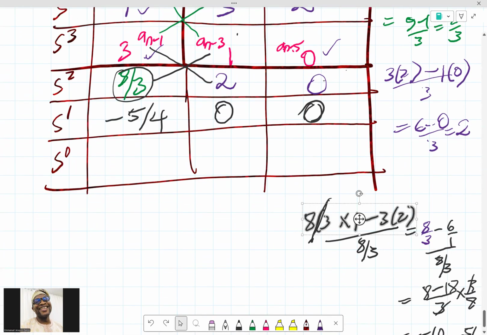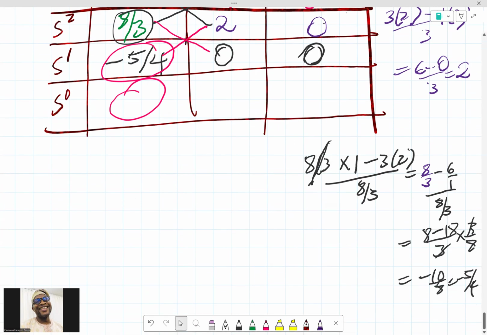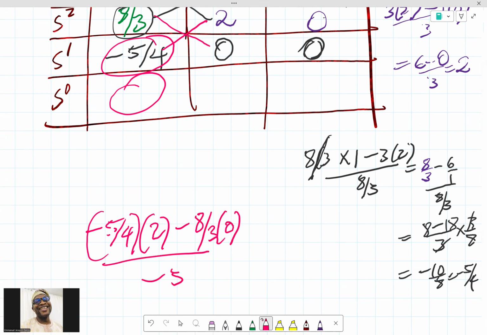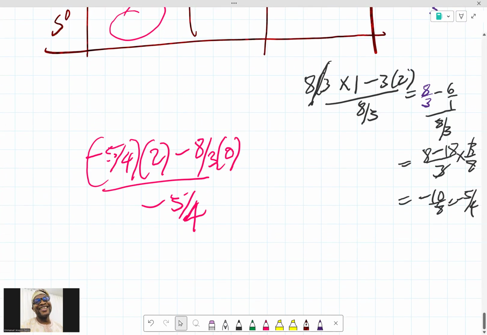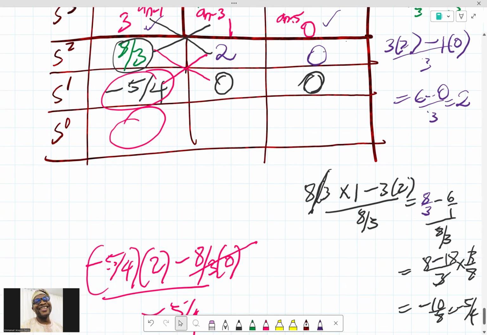So for this now, to get this part, again, we do 5 times 4 minus 8 over 3 times 0 divided by minus 5 over 4 times 2, minus 8 over 3 times 0 all over minus 5 over 4. Okay, so that will just be minus 5 over 4 times 2. This is gone. This is 0 all over minus 5 over 4. This is easy because this just cancels out and we have 2. So finally the result here is 2.